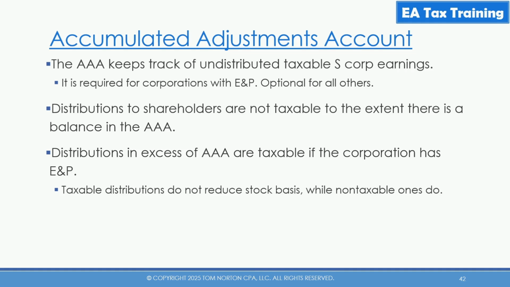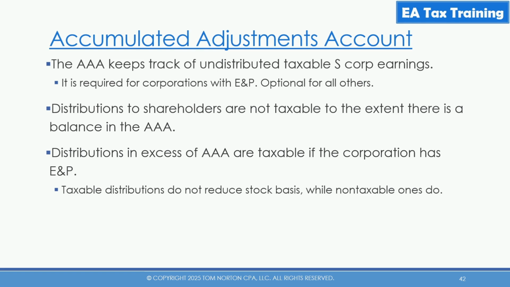So if you have an S corporation, it's always been an S corporation, you do not have to keep track of AAA, although you are allowed to, and the IRS actually recommends that you do so, but it is optional. You do not have to. But if you used to be a C corporation, you have earnings and profits, you convert to an S corp, you have to track AAA. Distributions to shareholders are not taxable to the extent there is a balance in the accumulated adjustments account. Distributions in excess of the amounts in AAA are taxable if the corporation has earnings and profits from when they were a C corporation. If they have taxable distributions, they do not reduce stock basis, while non-taxable distributions do.